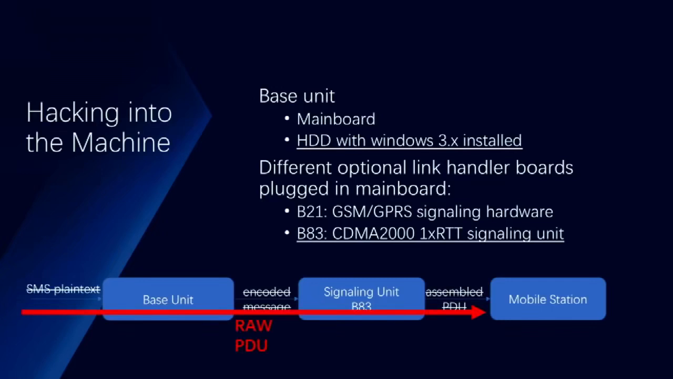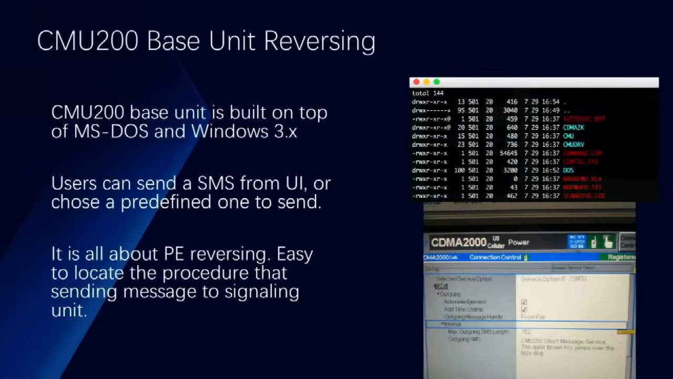So our target is to patch this machine to make it deliver our malicious payload. We have to do some work on the base unit as well as the signaling unit, so that the payload can just pass through the two units and be sent directly to the mobile station. So let me talk about the base unit.